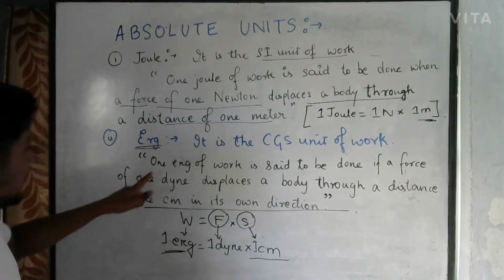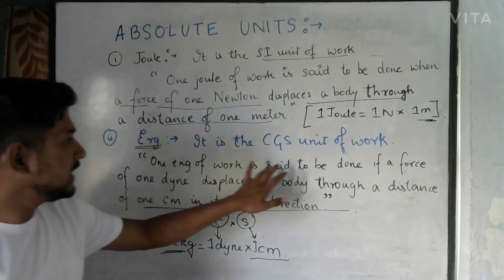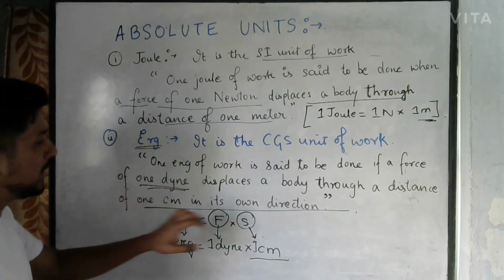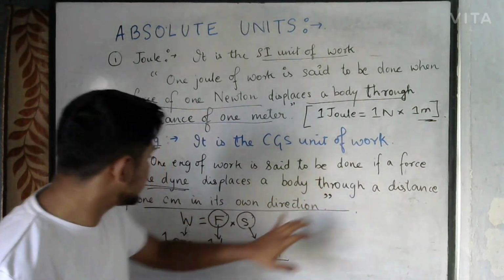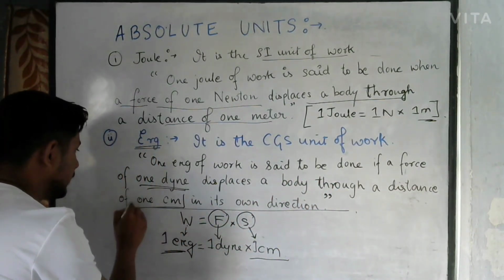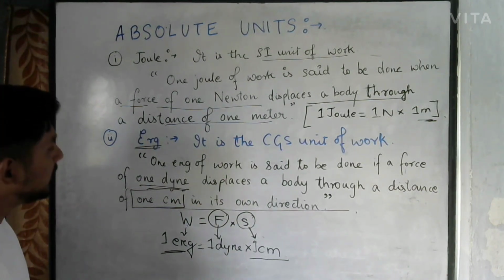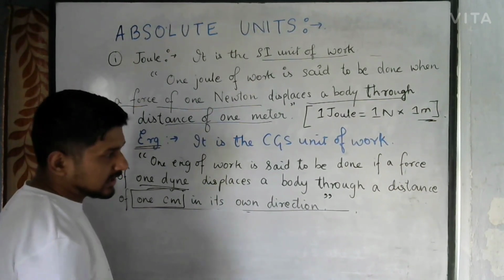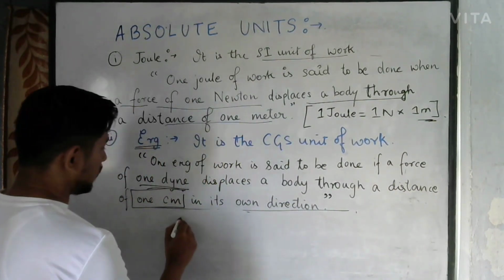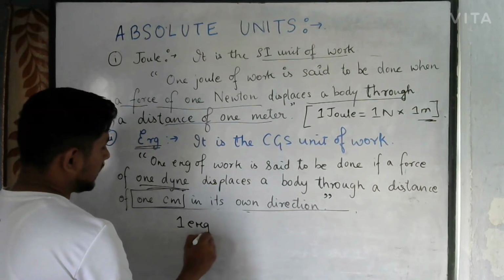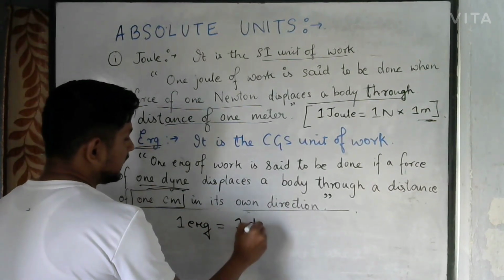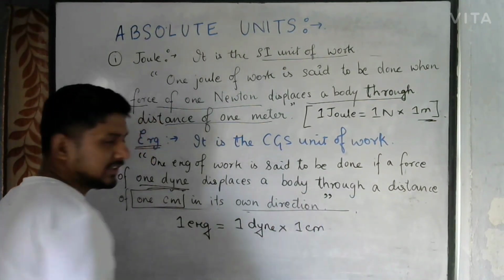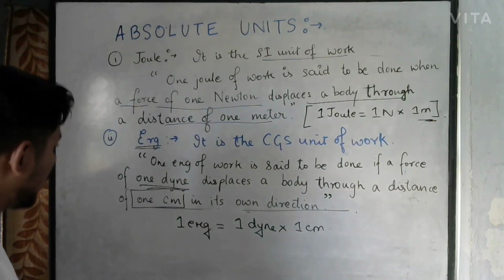So just read the definition here. 1 erg of work is said to be done if a force of 1 dyne, it's a very important thing, displaces a body through a distance of 1 centimeter in its own direction. So how will I write this down? I can write it as 1 erg is equal to 1 dyne into 1 centimeter, right? This is how I'll do this. So again, pause the video and just write it down.